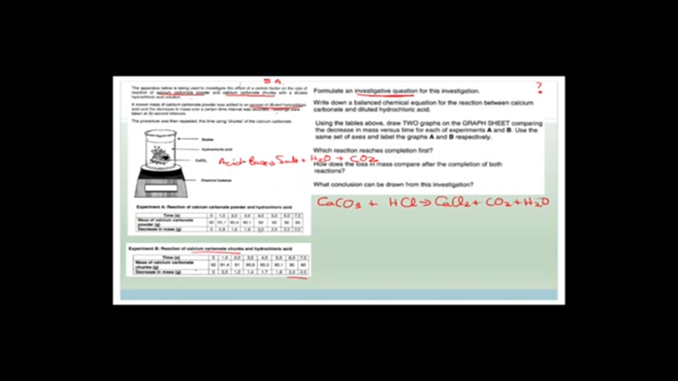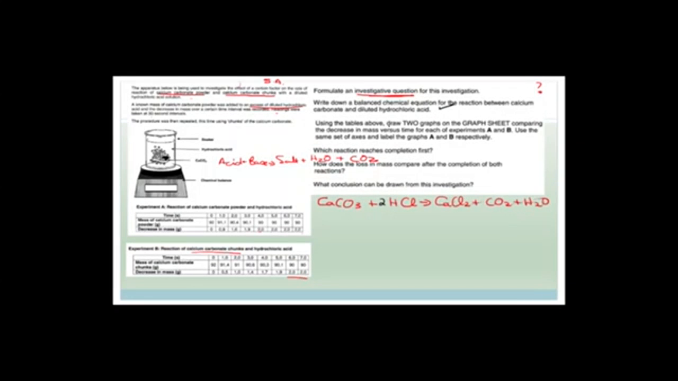So now let's have a look at balancing this thing. Do you agree we've got two hydrogens here, so we need to put a 2 here. And let me just erase that because it's a horrible 2 and write it again. And let's see now. So now we've got one calcium, one carbon, three oxygens, two hydrogens, and two chlorines. Yay, it wasn't horrible at all. Easy peasy.